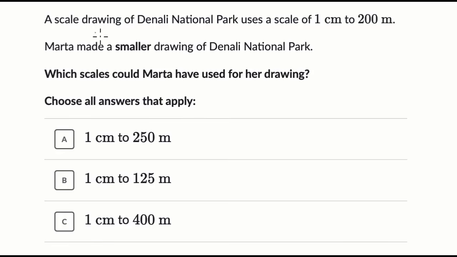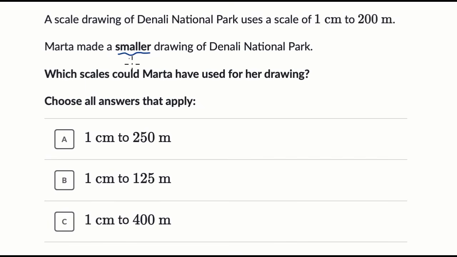We're told a scale drawing of Denali National Park uses a scale of 1 centimeter to 200 meters. Marta made a smaller drawing of Denali National Park. Which scales could Marta have used for her drawing? Choose all answers that apply. So pause this video, have a go at that before we do this together.